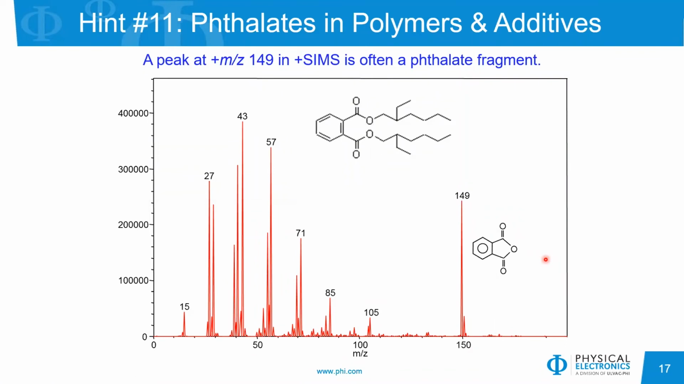Phthalates and polymer additives will almost always produce a secondary ion at a mass to charge ratio of 149 in the positive ion polarity. And this peak has this structure. So phthalates will almost always give a positive ion peak at a mass to charge ratio of 149.